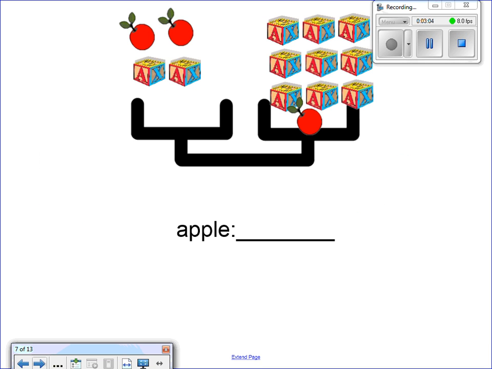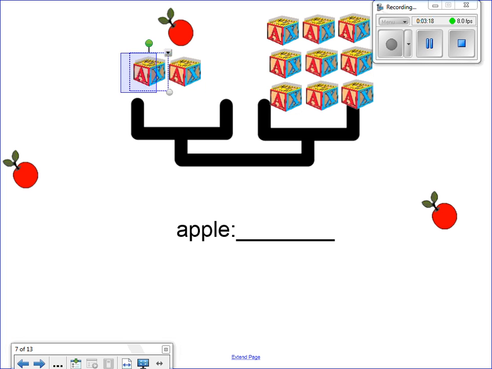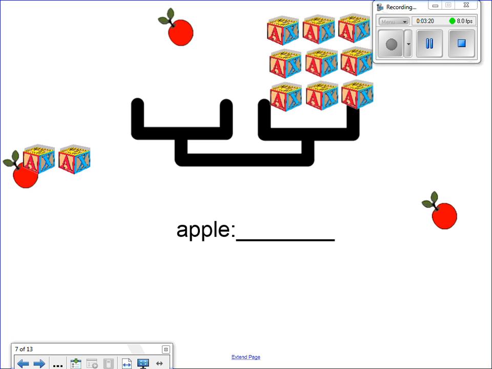Take a look here. I have apples and I have blocks. I want to know what does 1 apple weigh in blocks. Well, what can I take away? I can take away 1 apple from each side. Can't take any more apples. I can take away 2 blocks from each side.